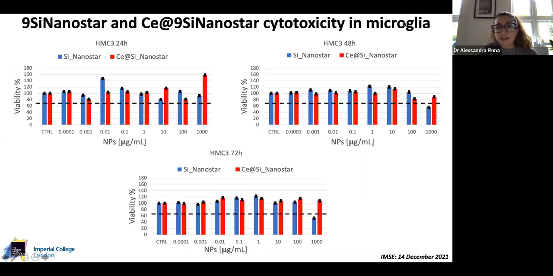The last type of cells are the microglia cells, which are the macrophages inside the brain.